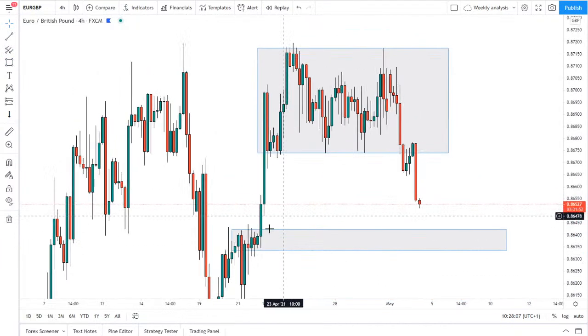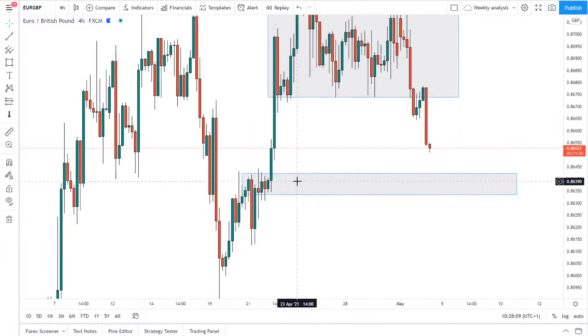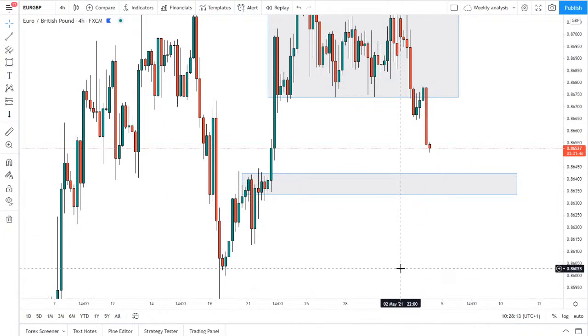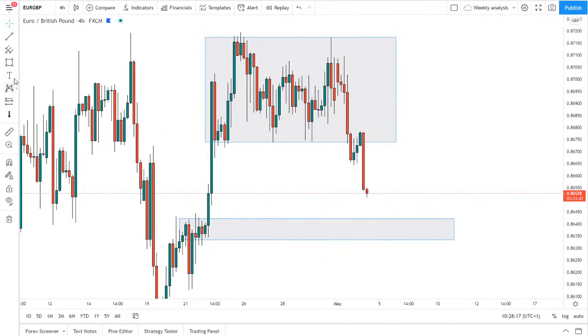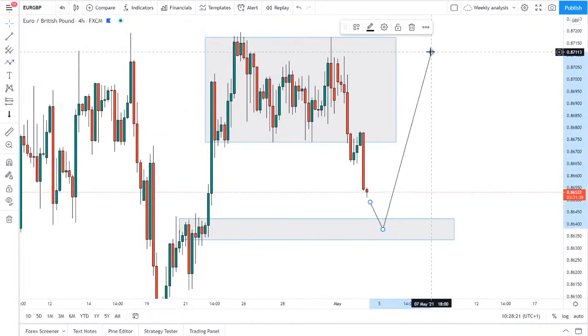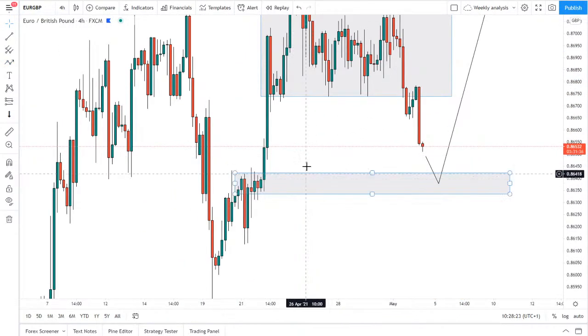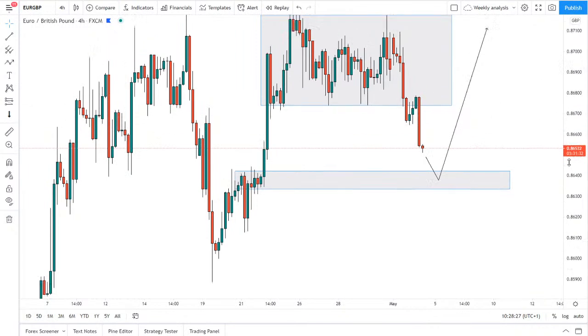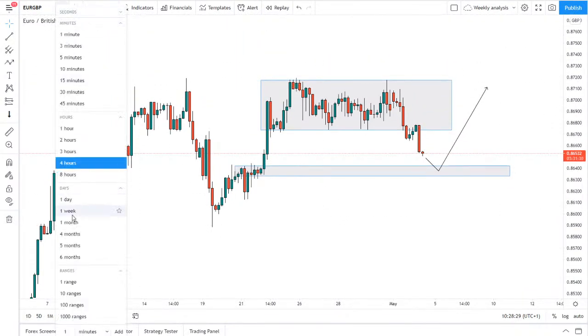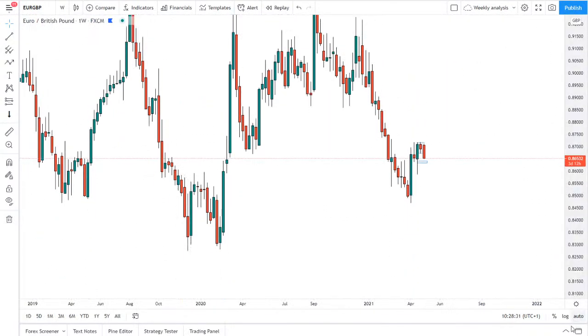As you can see, we did see a big push to the upside from this area of demand. So I do see price tapping back into that same area around 0.86400. So this area, and then from there, I do expect to see price reverse and push back into those highs, because looking at the higher time frames like the weekly and the daily, we are still looking like we are turning from bearish to bullish here.